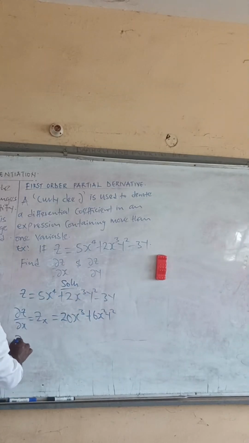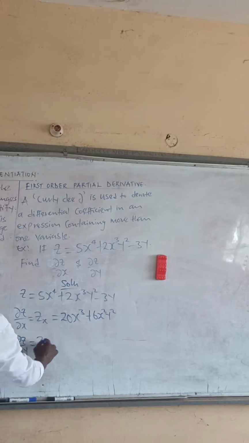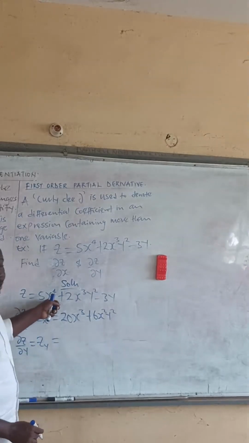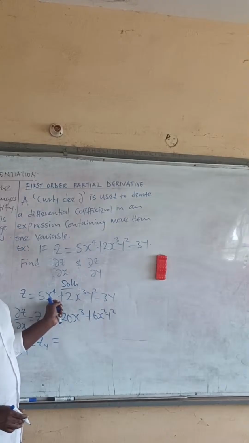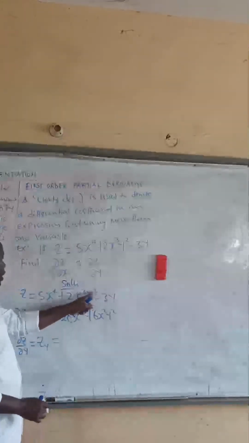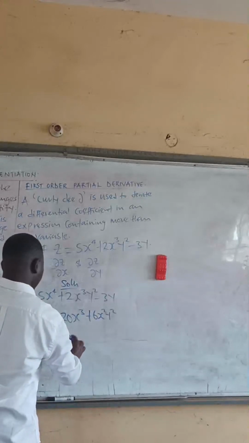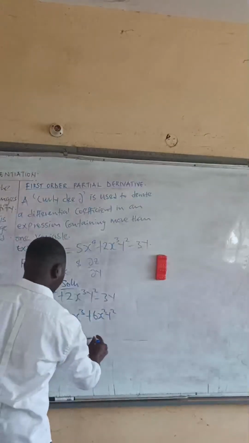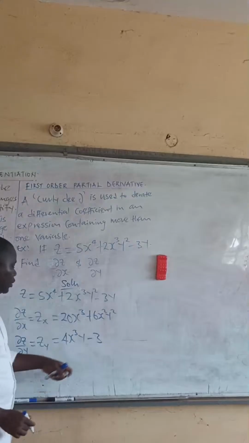Partial z all over partial y, this is the same as z subscript y. The first term here will be 0, and 2x raised to the power 3 y squared becomes 4x raised to the power 3 y. Then differentiate 3y, we are going to have minus 3. Is it difficult?